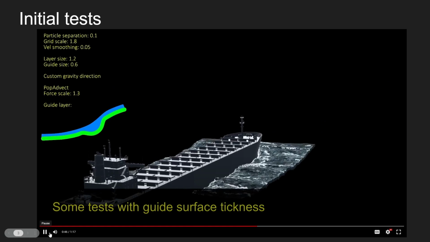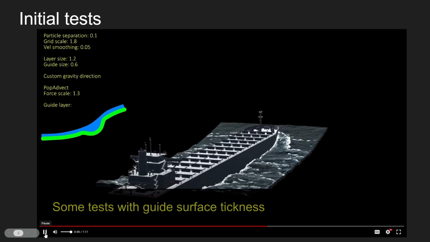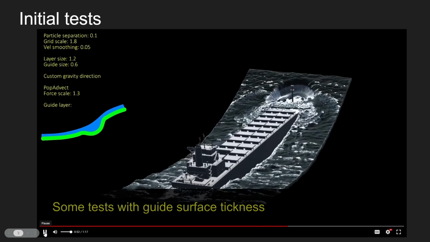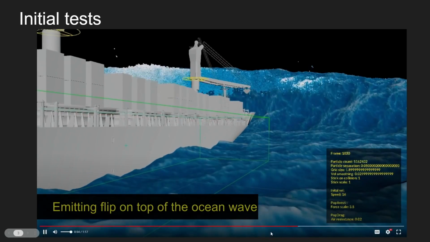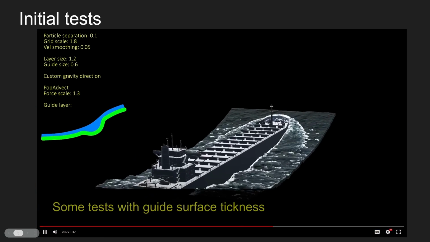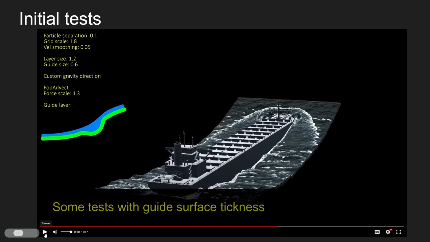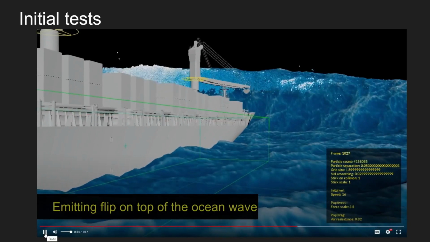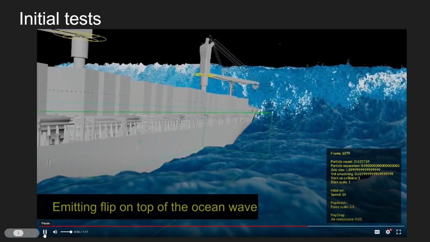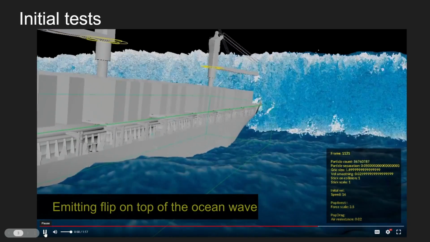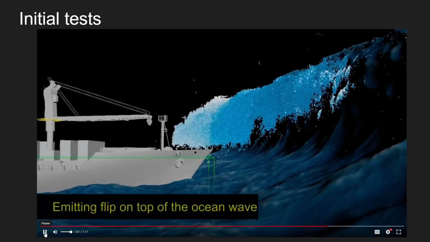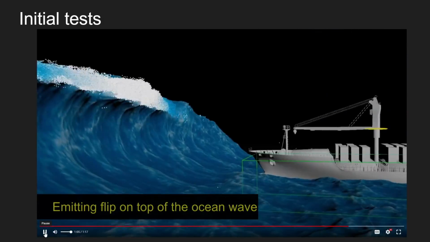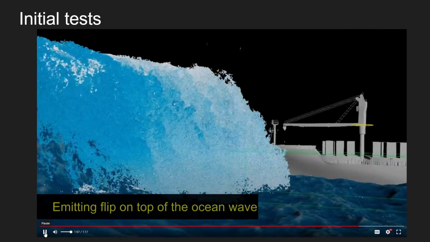So these are these tests, and this is where I was trying to increase the thickness of the water that's being simulated on the front of the ship. And yeah, it should be covered with something. And this is the final test where we just tested the idea, okay, can we just emit some water on top of that deformed wave? And that is, when you have to do something like this, the way to do it.